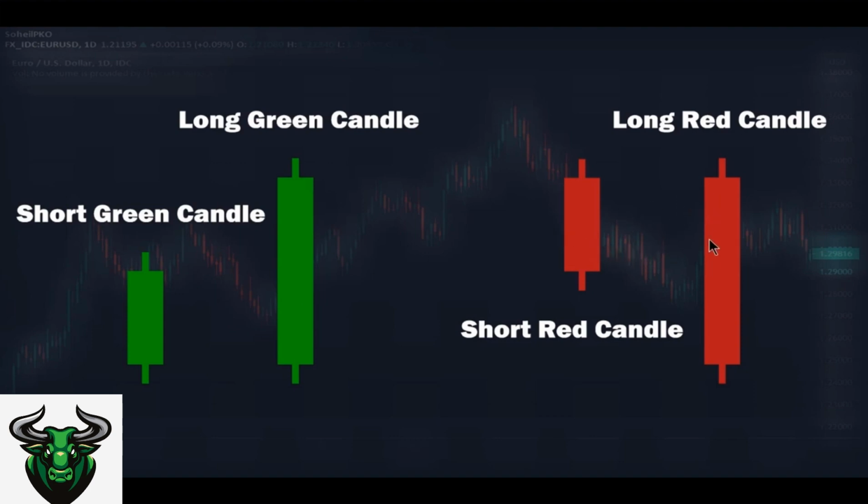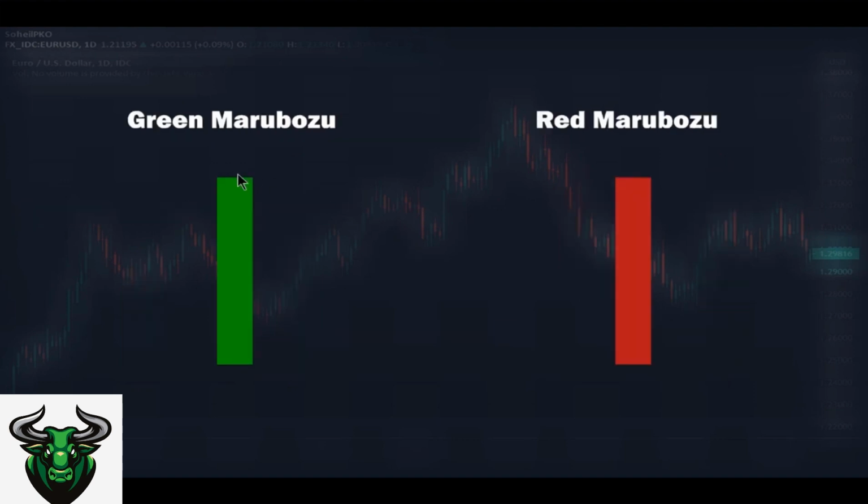The longer red candle is more bearish, and it shows that sellers pushed the price down more aggressively in that time period compared to the shorter red candle. And if there are no shadows and we have only the body, it's called marubozu. Marubozu is a Japanese word meaning shaved head or bald head.